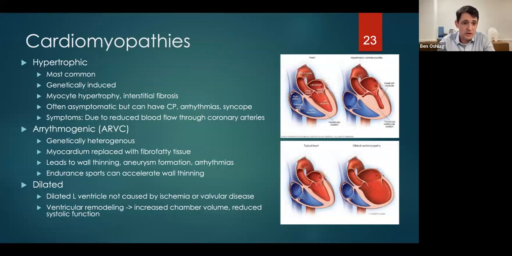Also common is arrhythmogenic right ventricular cardiomyopathy. This is more genetically heterogeneous. You get the myocardium replaced with fibrofatty tissue, which leads to wall thinning, aneurysm formation, and arrhythmias there. Endurance sports can actually accelerate the wall thinning in ARVC.